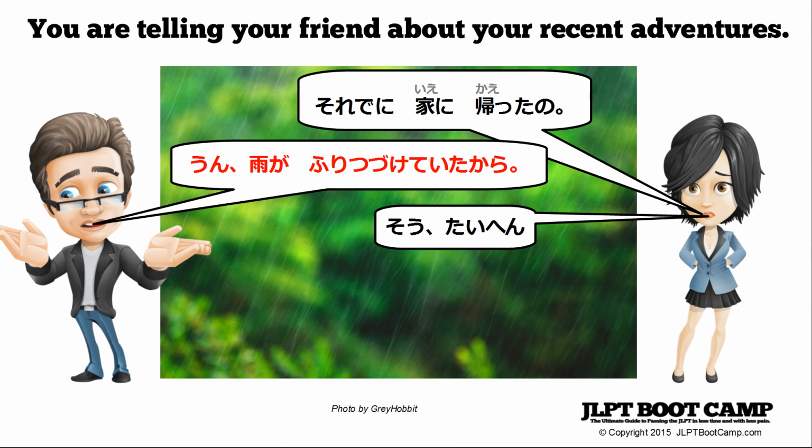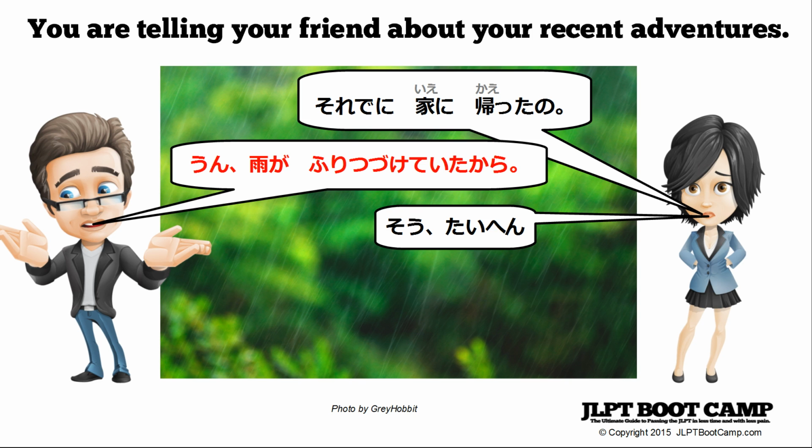So sorede ni is so then, and then ie ni, so ie is your house, the ni particle is marking movement towards a place, and then kaetta is the past tense of to return somewhere, to return to your house. No, of course, is a casual way to ask a question.